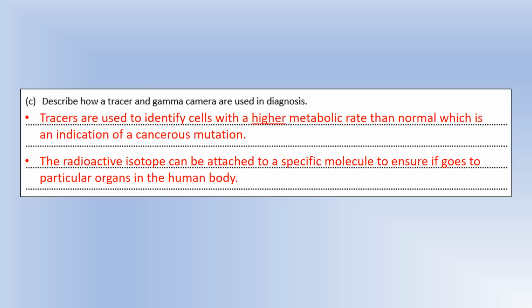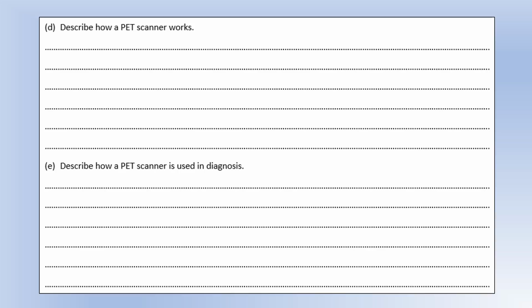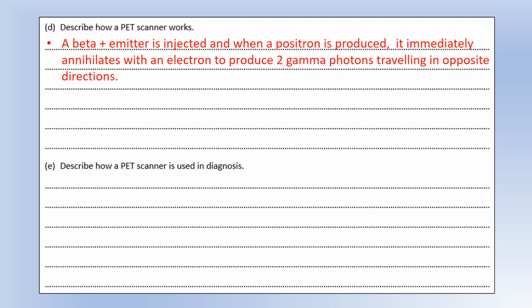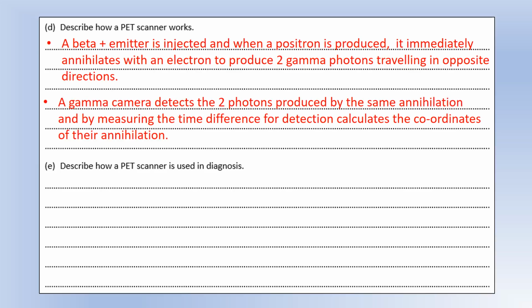That's the key. The other way we can look at the metabolic rate of cells is using a PET scanner. This uses a beta plus emitter, and it's typically injected. What happens is it decays and produces a positron, and that immediately annihilates with an electron to produce two gamma photons traveling in opposite directions. Then we use a gamma camera to detect those two photons, measure the time difference for detection and calculate the coordinates of their annihilation.